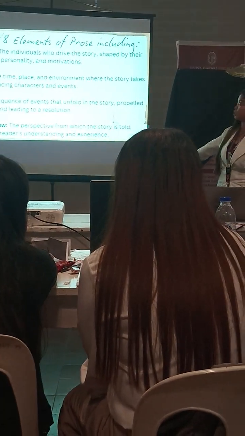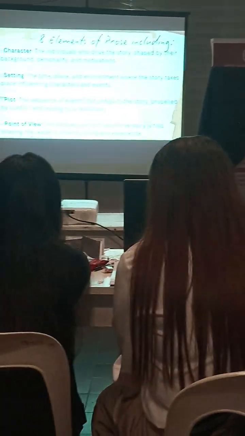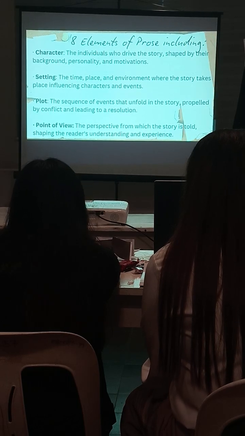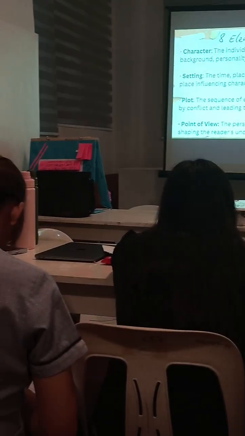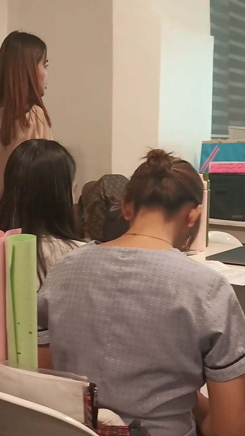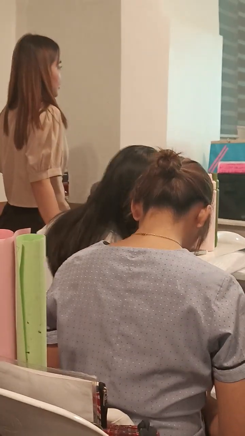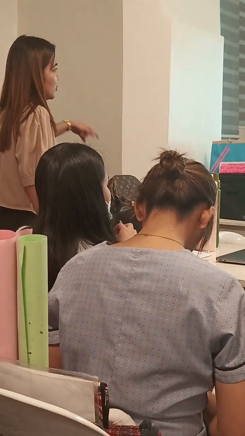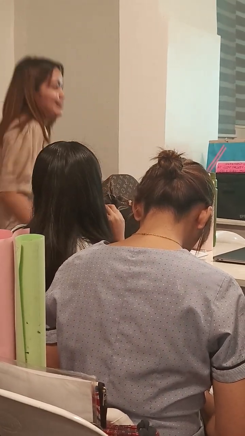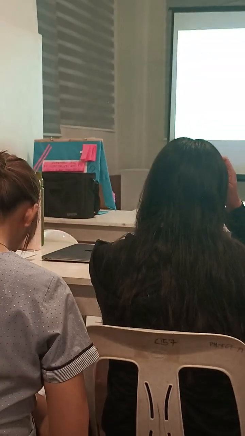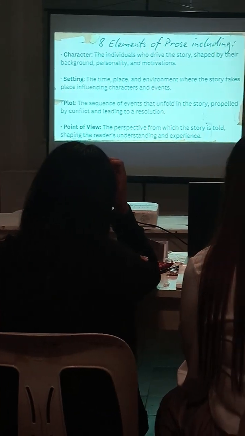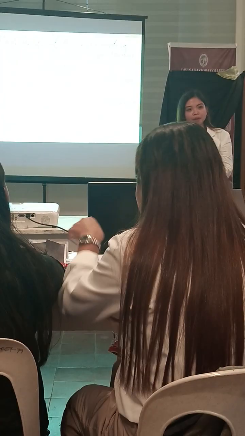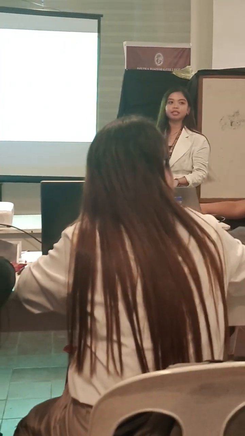Prose is a foundation of storytelling that relies on 8 elements. First is character. Please read, Rosemary. Character: the individuals who drive the story, shaped by their background, personality, and motivations. The character is the one who plays a role in the story. Very good. In addition, a character is a representation of a human being, or sometimes animals or even inanimate objects, involved in the story.